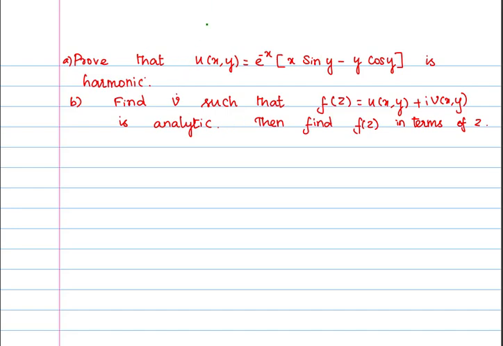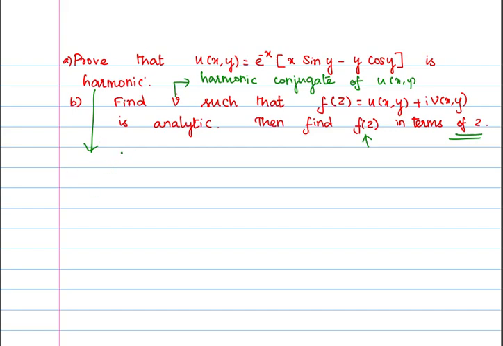The given function is... so we have to find v, that is the harmonic conjugate of the given function. Then I want to find f of z in terms of z. Okay, first I want to prove that the given function is harmonic.